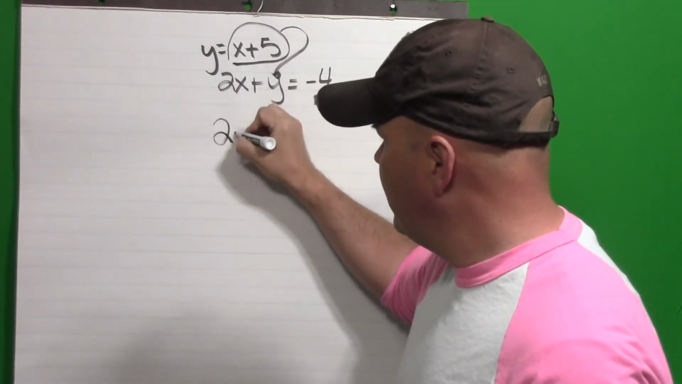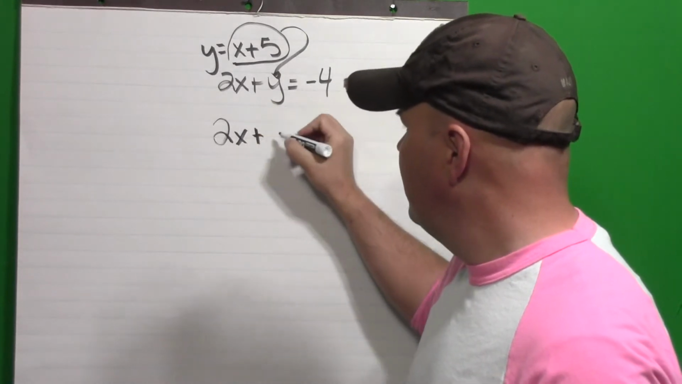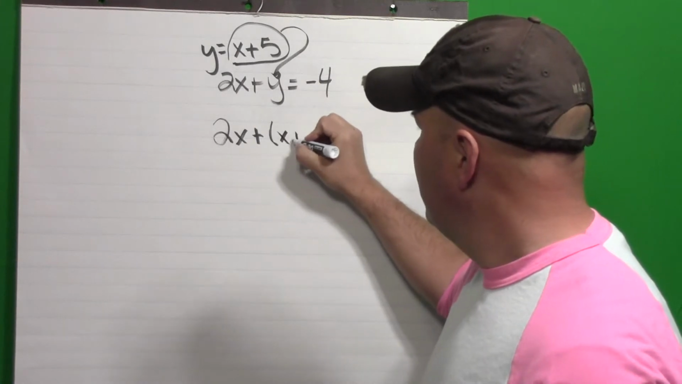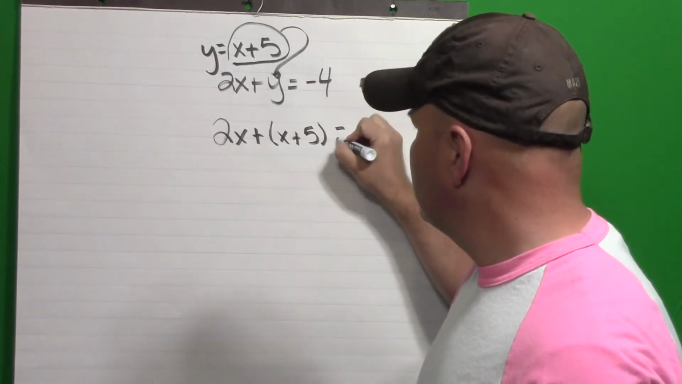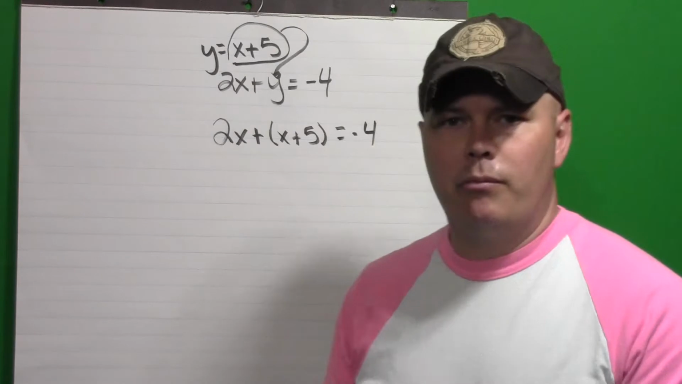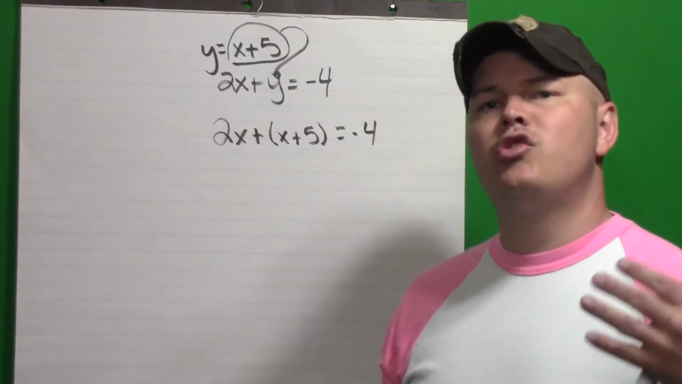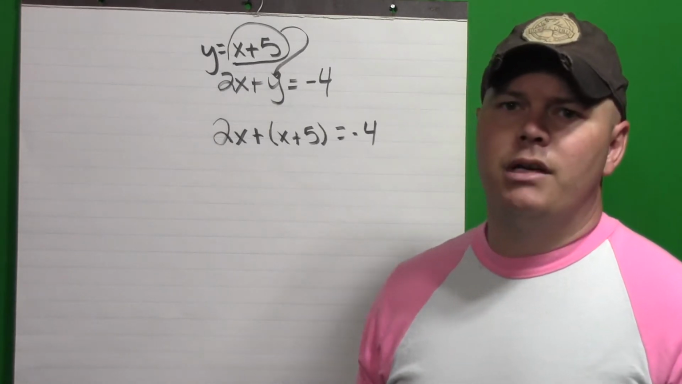So I'm going to rewrite this now as 2x plus. I always bring in a parentheses and throw in what I'm substituting. And the reason I do that is it makes it really hard for me not to mess up with my signs.